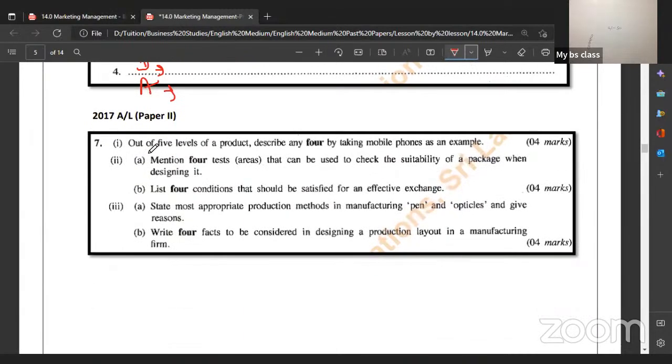Right, let's see, in part 2 they have given 12 marks. So 12 and 4 is 16. That means they have given an 8% weightage. Now let's see what they are asking in part 2.